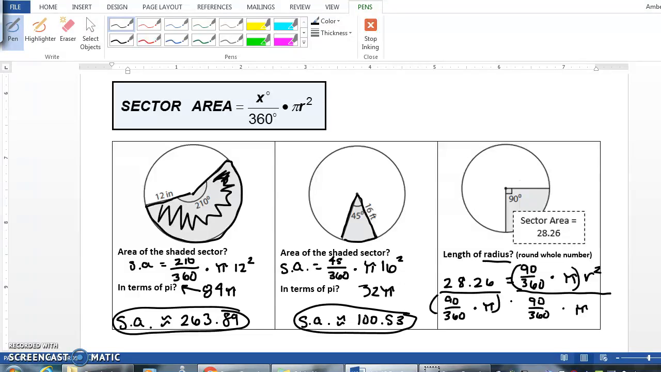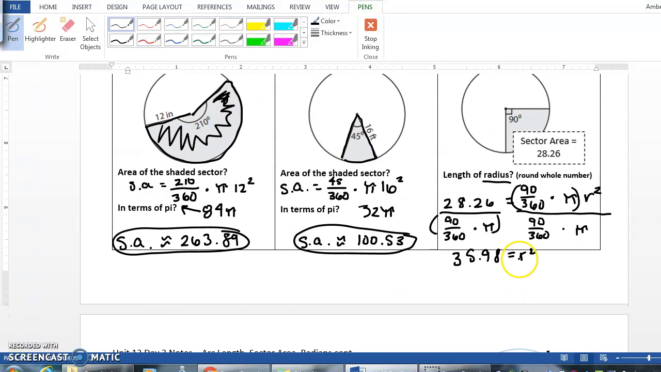Okay? So 28.26 divided by parentheses 90 divided by 360 times pi. That way my answer is as exact as possible. And I get 35.97 is equal to r squared.